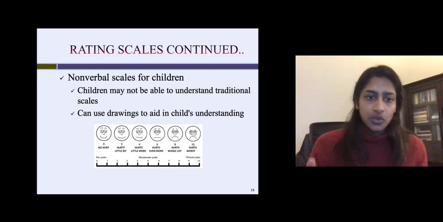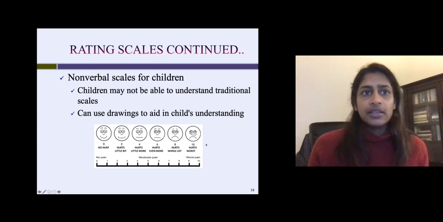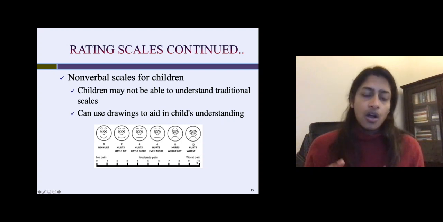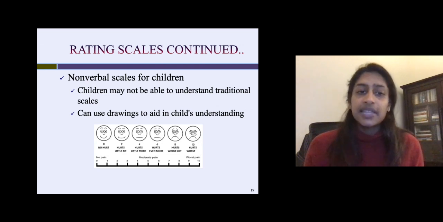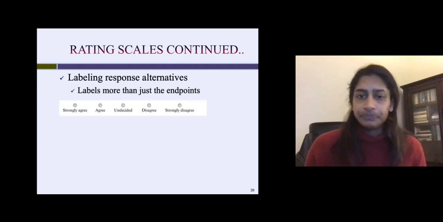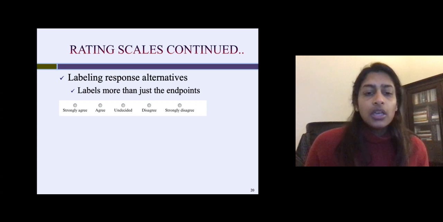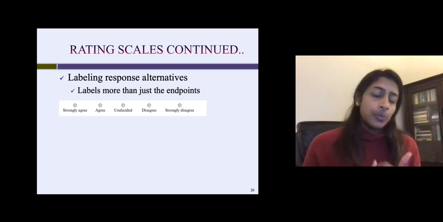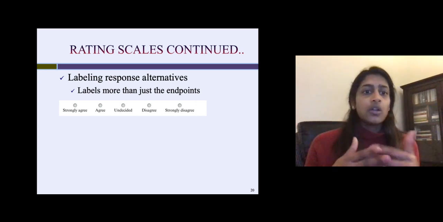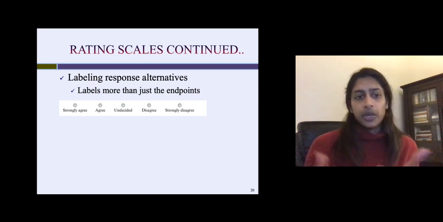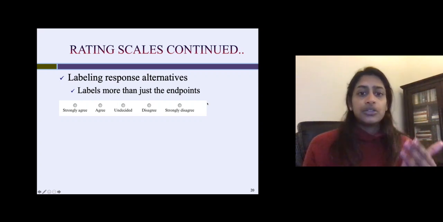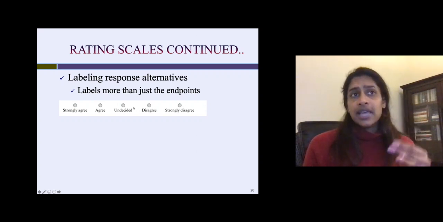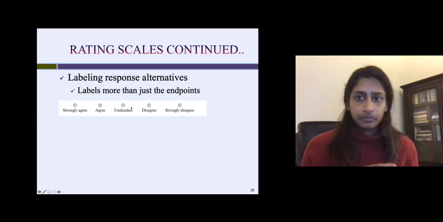Now, as a child gets older, we could have them read this, or we could have them use this scale down here. But each of these is asking the same question. The scale, how it's presented, is going to be slightly different. So here's another example. Before, we were just showing you the anchor points. We can also label some of the points in between. So now you've got your strongly agree, undecided, disagree, strongly disagree. And now I know exactly what each of these points stands for.